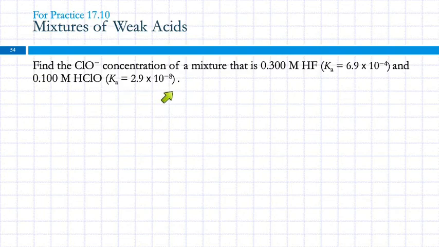The HF. 10 to the minus 4 is bigger than 10 to the minus 8. Oh, I thought we wanted smaller. Stronger acid, larger Ka. So this is the stronger acid, and the concentrations are not the same. They're in the same ballpark, but the concentration of the stronger acid is larger. So this is good for making things simpler. So first of all, we'll look at the stronger weak acid.